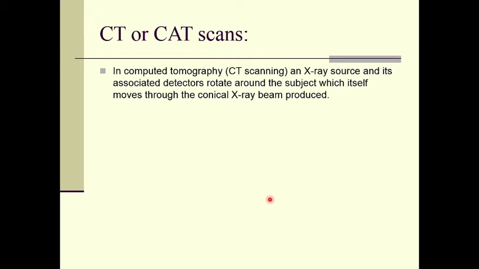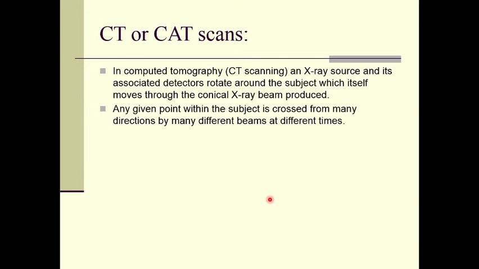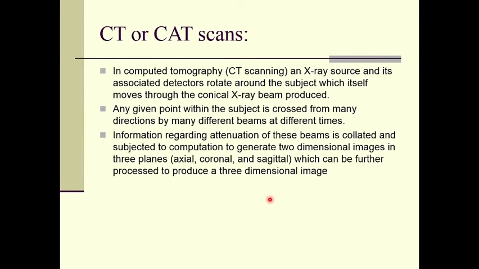In computed tomography or CT scanning, an X-ray source and its associated detector rotate around the subject, which itself moves through the conical X-ray beam produced. Any object point within the subject is crossed from many directions by many different beams at different times. Information regarding attenuation of these beams is collected and subjected to computation to generate two-dimensional images in three planes, that is axial, coronal and sagittal, which can be further processed to produce a three-dimensional image.